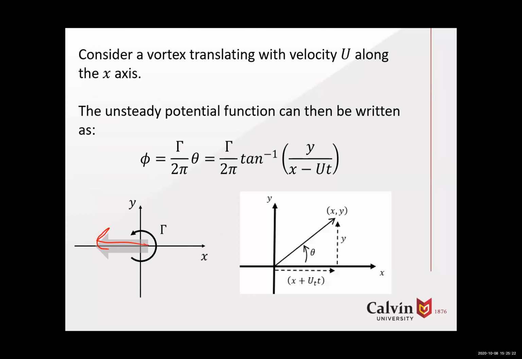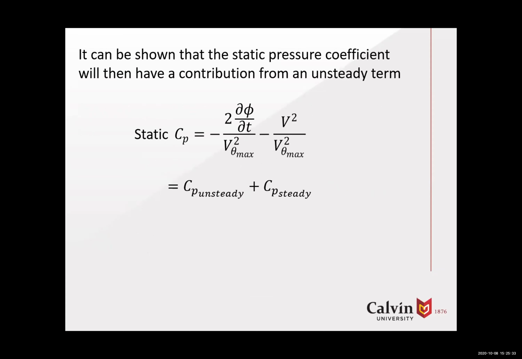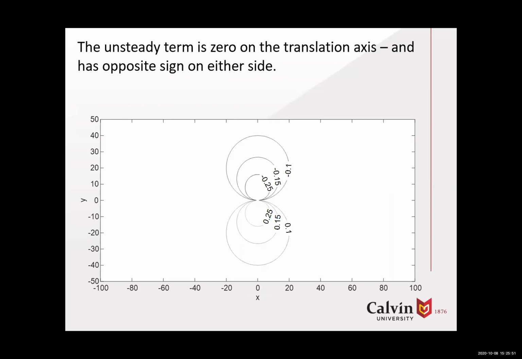The unsteady potential function can be written like you see there, and you notice I've got a time dependence in there. It can be shown, if we've got that kind of a model, that the static pressure coefficient is going to have an unsteady term in it, the time derivative of the unsteady potential. So if I just plot that term, I get something like this. The unsteady term is going to be 0 on the translation axis. This would be the translation axis, but it has opposite signs on both sides.